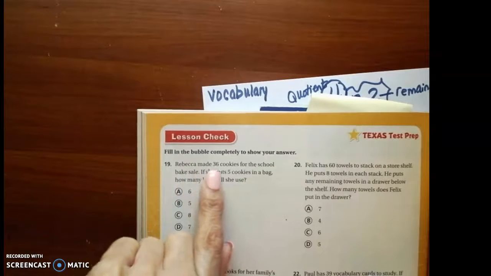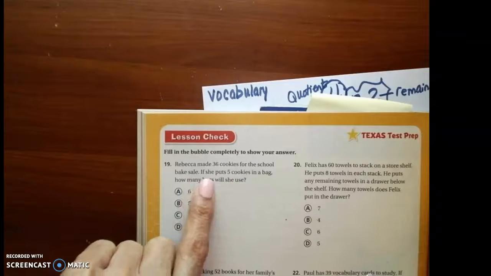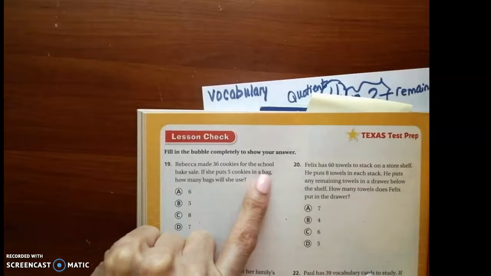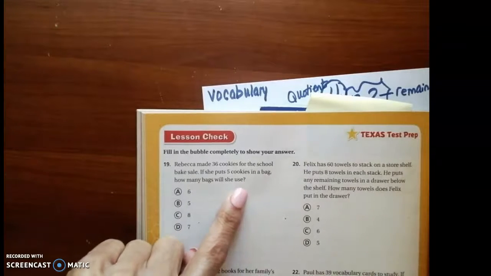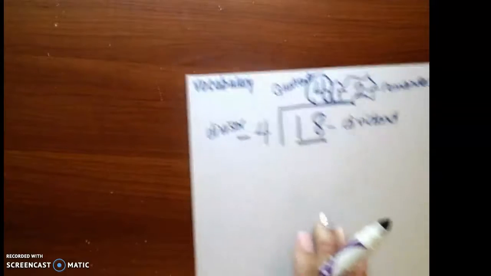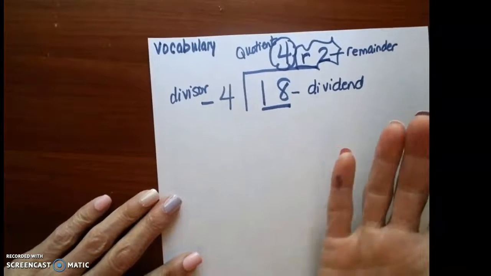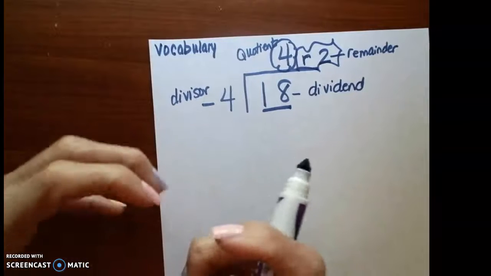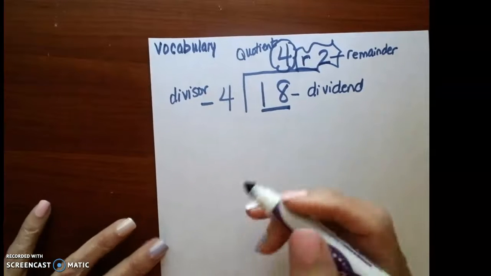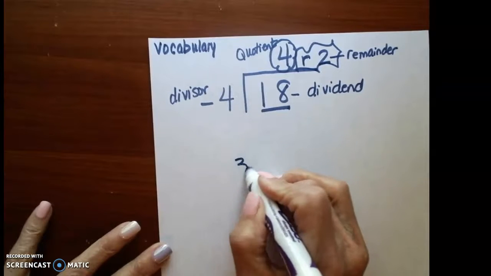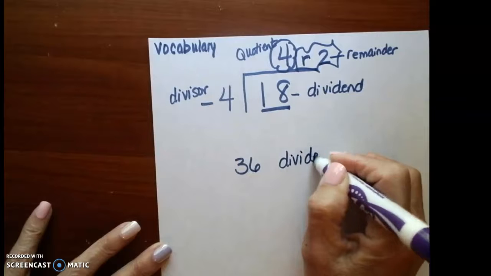Rebecca made 36 cookies for the school bake sale. If she puts 5 cookies in a bag, how many bags will she use? Okay. So the 36 cookies represents her total. That's the total number of objects that she has that she's going to share, divide equally. So 36 is our dividend from our story.